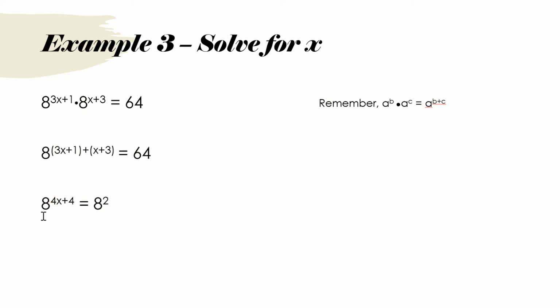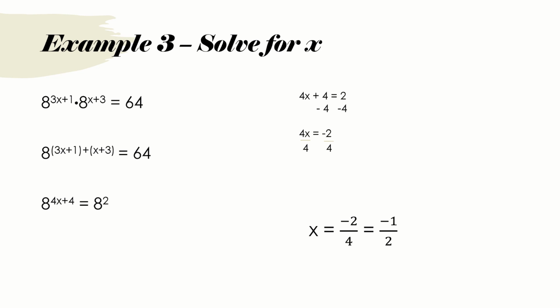And then because the bases are the same here, because they're both 8s, what we can do is set the exponents equal to each other. So we have 4x plus 4 is equal to 2. We subtract 4 from both sides. We get that 4x is equal to negative 2. Divide both sides by 4. And then we get that x is equal to negative 2 over 4. And then we can reduce that by writing negative 1/2.